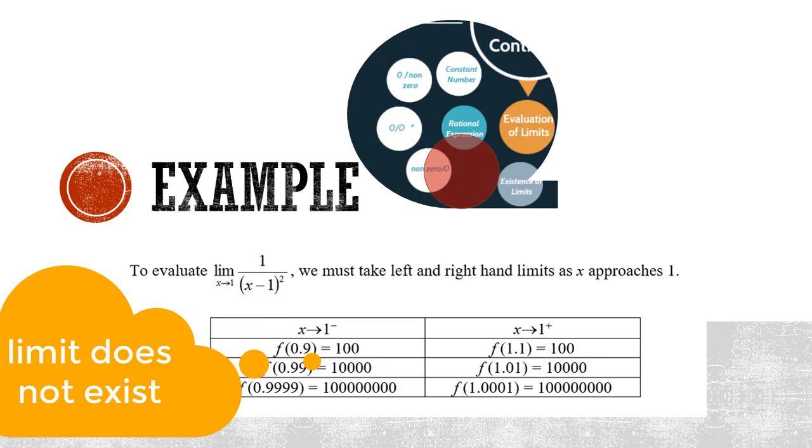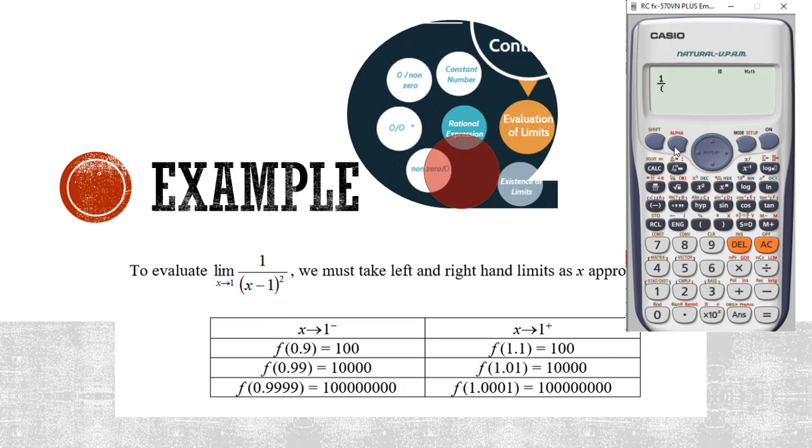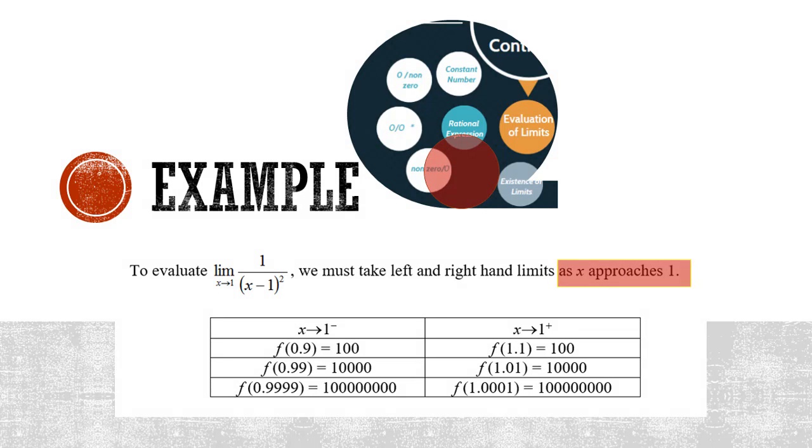So let us look at the other example. From the calculator, when we key in values approaching 1 from the left or right, we found that the value increases without bound. So we can conclude that the limit for this function when x approaches 1 can be positive infinity.